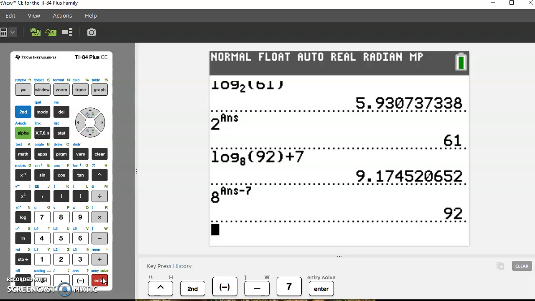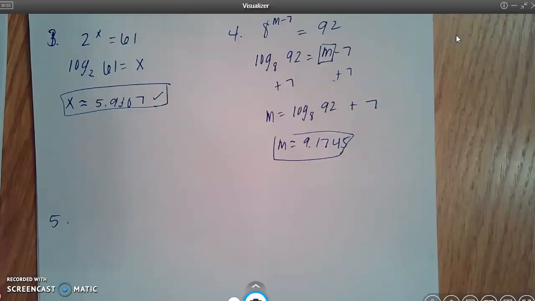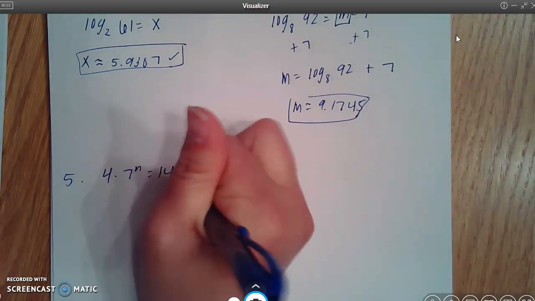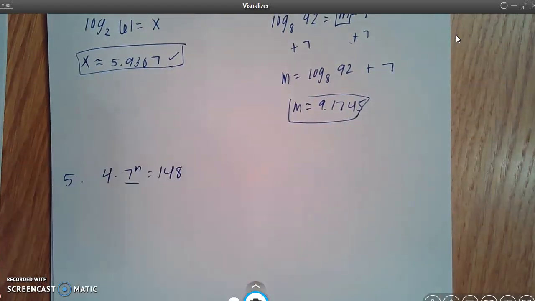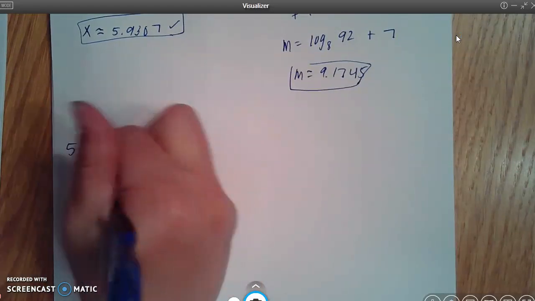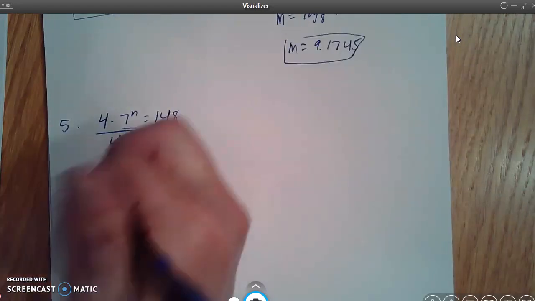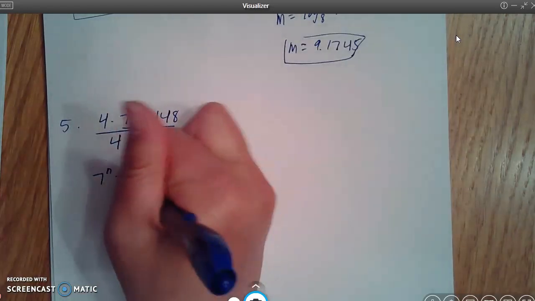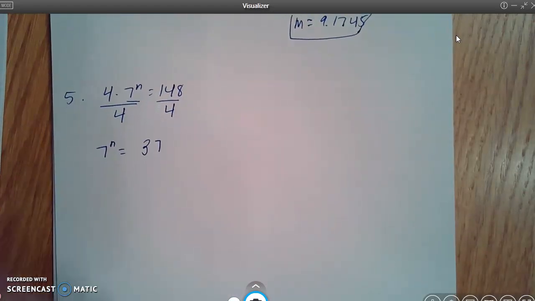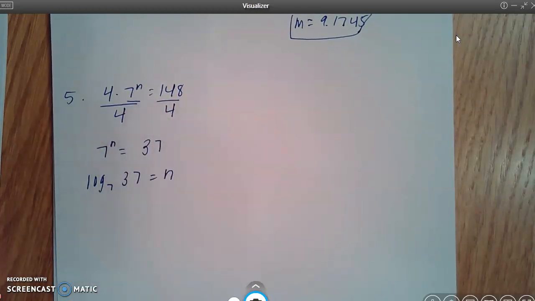Okay, let's try another one. So on number 5, you probably should see my work before I move on. Okay, for number 5, we have 4 times 7 to the n is equal to 148. I need my exponential part to be by itself. That means you got to get rid of this 4 that's being multiplied. To get rid of that 4 that's being multiplied, you do the opposite, which is division. And you'll get 7 to the n is equal to 37. Now that I have my exponential by itself, you can rewrite this. This will be log base 7 of 37 is equal to n.